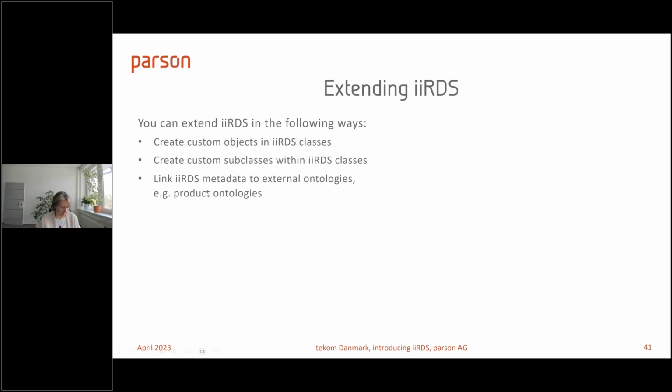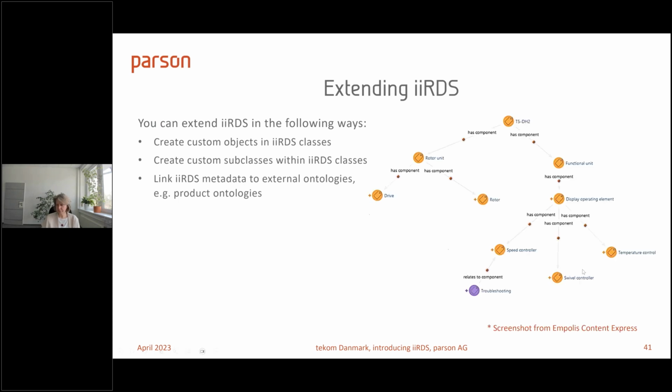If you use more advanced tools, like semantic tools, you can also link the iiRDS metadata to other ontologies like product ontologies. So this is an example of an extension from the iiRDS sample content. I talked about the fans, and this is the product variant T5, and it has several components like the rotor unit, and the rotor unit has subcomponents like the drive and the rotor itself. So this is a very typical extension for iiRDS.